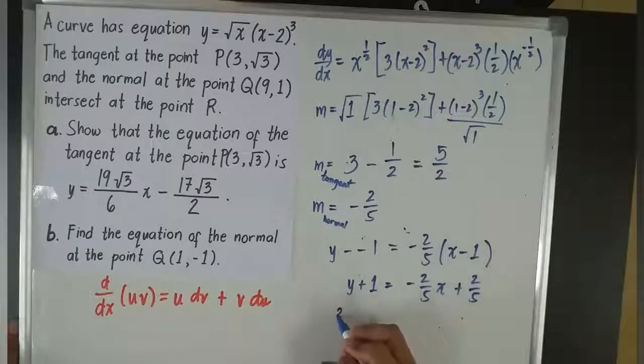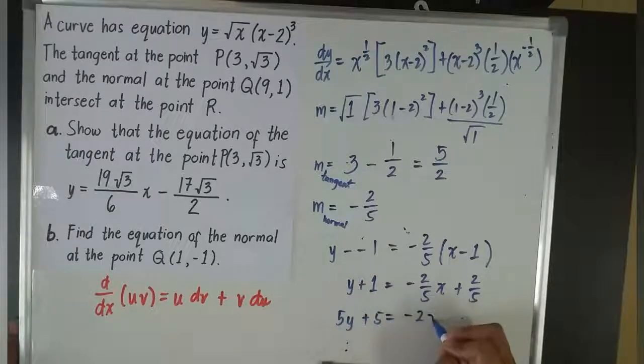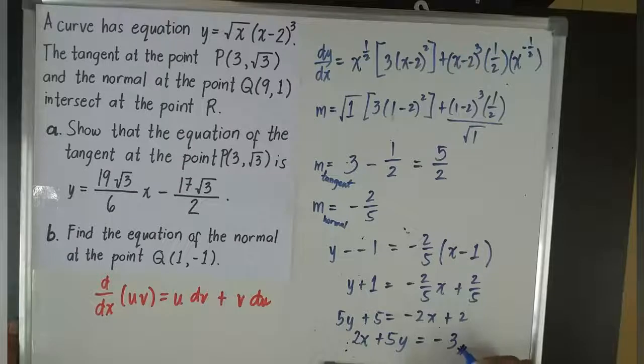Let's multiply everything by 5 so that it would be easier. So 5y plus 5 is equal now to negative 2x plus 2. You bring this one here, you bring 5 to the right, it will become 2x plus 5y is equal now to negative 3. This is now the equation of letter B.